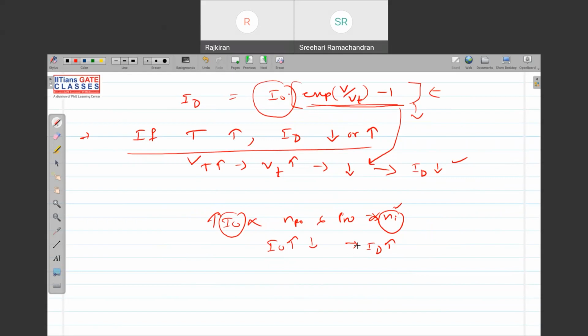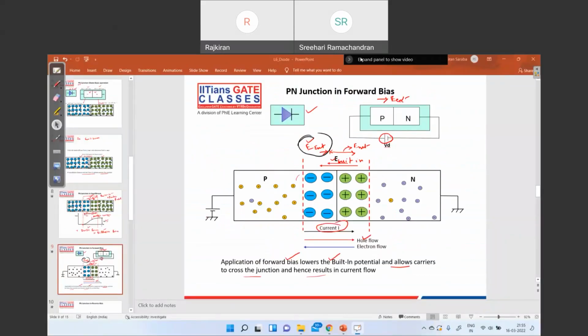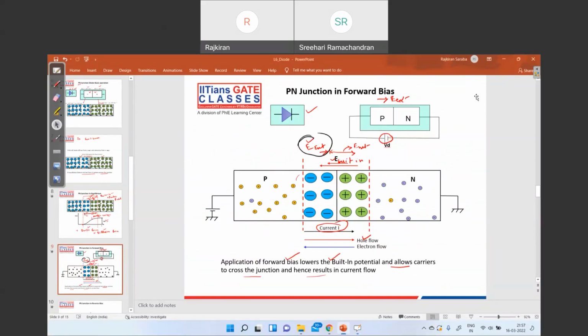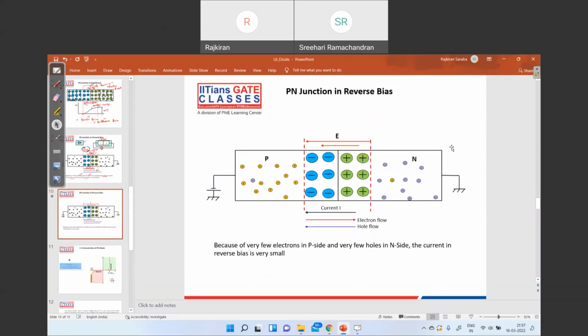Okay, so with this, you have got the understanding of how current flows and what forward bias is. Is it clear? Clear, sir. So now shall we go to reverse bias? Sure. We have understood how the current flows in forward bias, right? So we'll go to reverse bias.